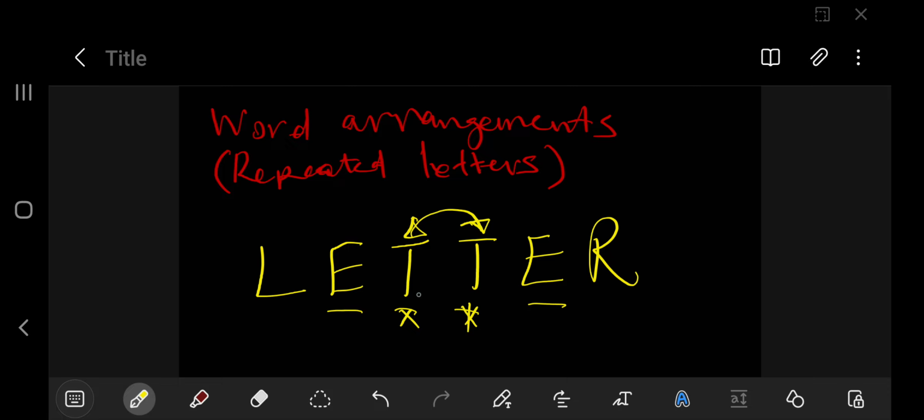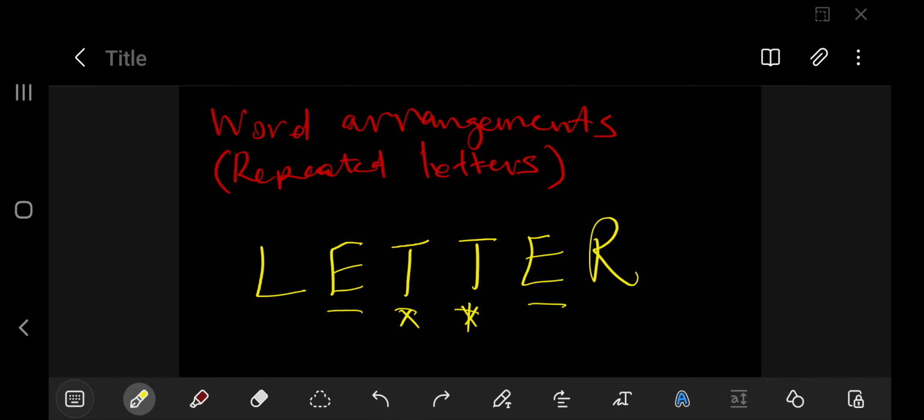Unless this T is treated differently from that T, unless it is stated that T1 and T2 are different. But if it's just T and T is the same, if you swap those two, then there is no difference. Same thing applies if you swap E and E, so there is no difference unless they are treated as different letters. So how do we deal with repetition in this case?